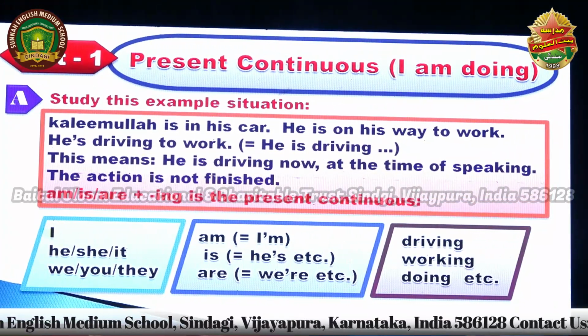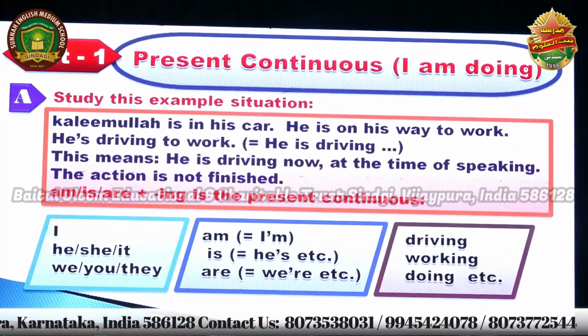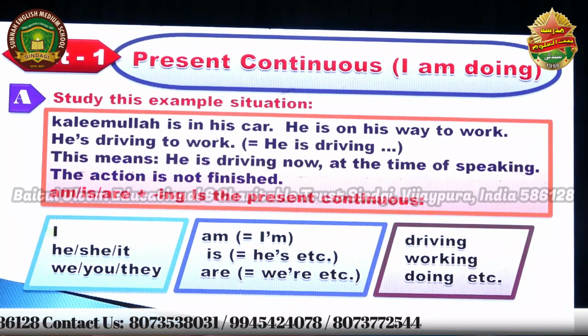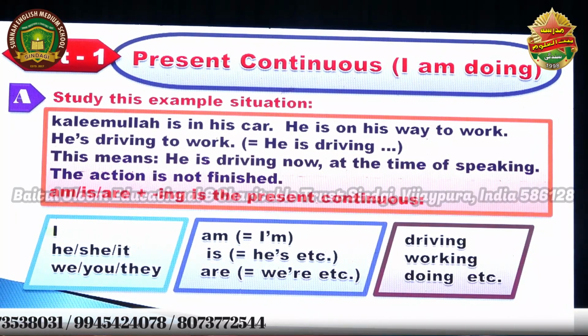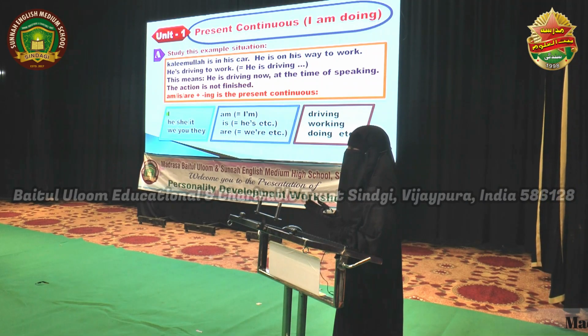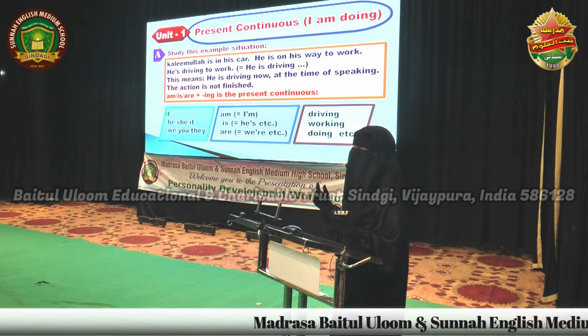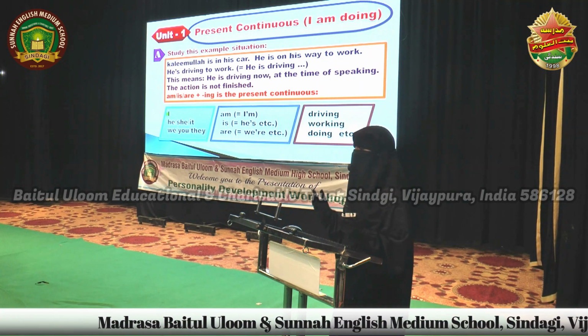We use it to say that something happens repeatedly or all the time. For example, the sun rises in the east. Bees make honey. These are examples of present simple tense. The second usage of present simple tense: we use do and does to make questions and negative sentences.